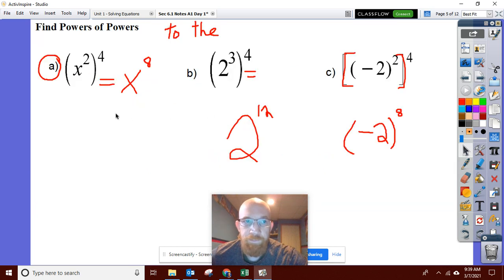We did these again last week. So x is the base, we do 2 times 4. 2 is the base, 3 times 4 gives me 12. And negative 2 is the base again, 2 times 4 gives me 8. So because of those parentheses, power to another power, we are multiplying the exponents. So right now we've covered adding some of the exponents, we've subtracted the exponents, and now we've multiplied the exponents.